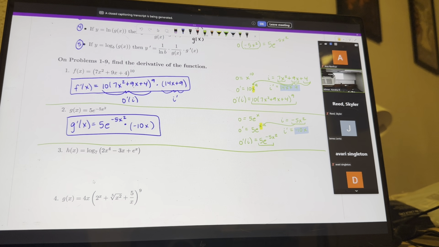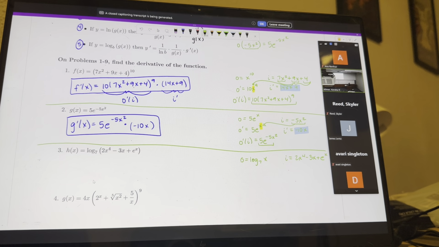Log base 7 of x, right? We knew how to find the derivative of log base 7 of x last week. So we see we're now dealing with log base 7 of a function of x. So we're needing to involve the chain rule. Our outer function, O, is log base 7 of x. And then our inner function is 2x to the 4th minus 3x plus e to the x.